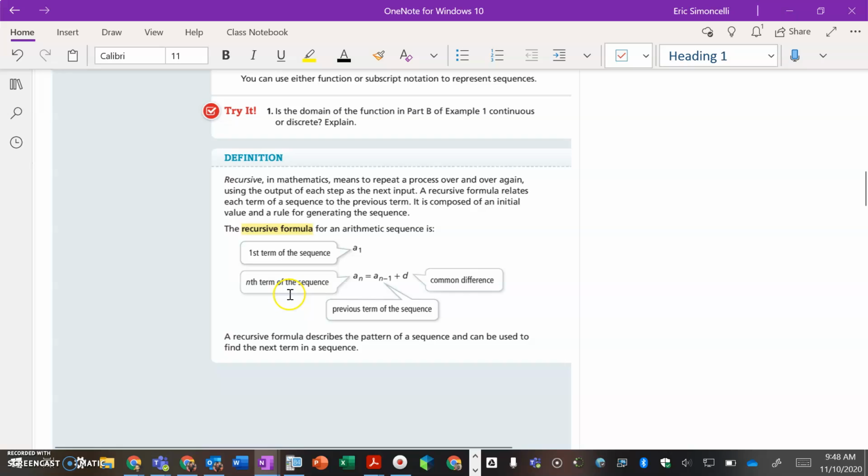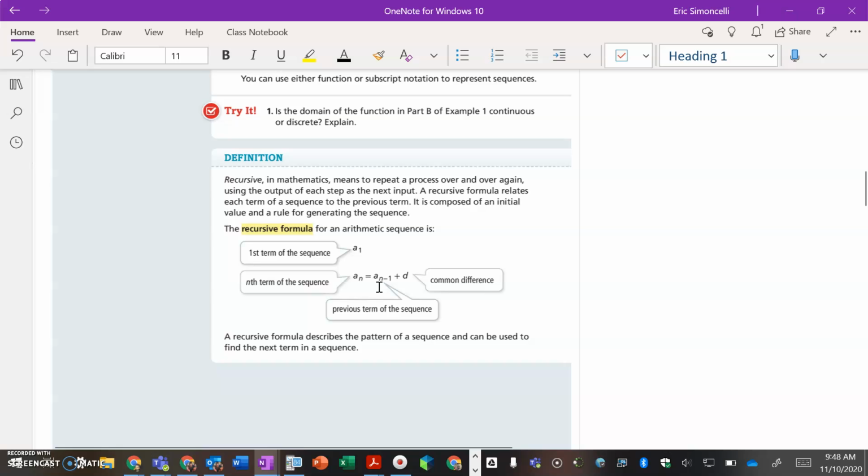Okay, and then the nth term of the sequence, as we see here just below, a sub n, is equal to the previous term of the sequence, a sub n minus 1, and then lastly plus d, again the common difference, which we've also discussed. Let's talk a little bit about a sub n and a sub n minus 1.